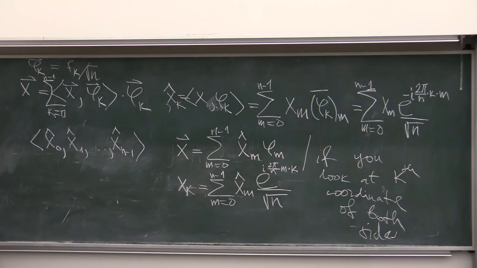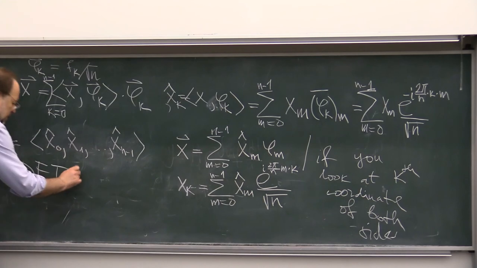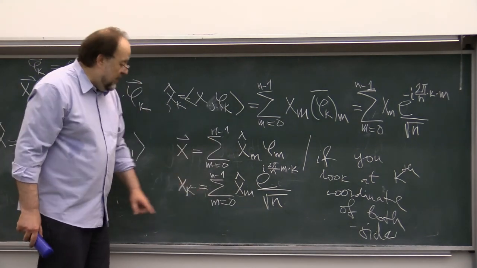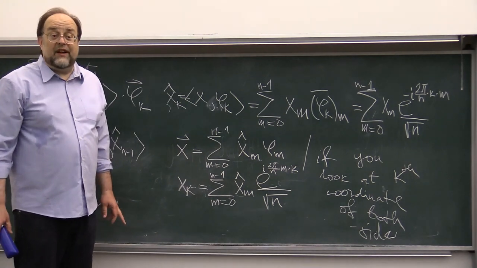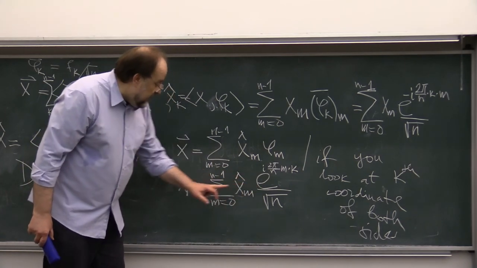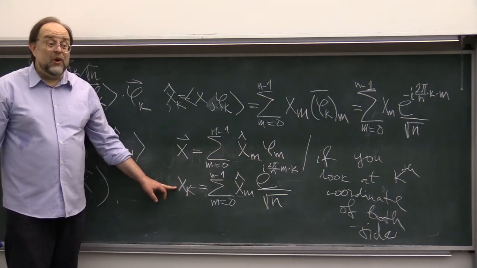Now, so what are these guys? These guys are nothing but the coordinates of vector x in the new basis of complex harmonics. They are called the discrete Fourier transform of the original. So this vector x hat is called the DFT, discrete Fourier transform of the vector x. This formula here is usually called the inverse Fourier transform, because given these coordinates in the new basis, it restores back the coordinates in the usual basis.